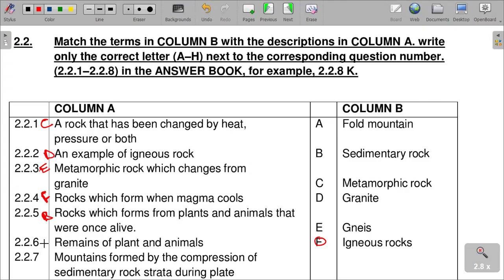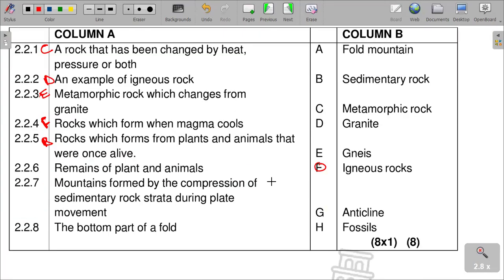Number 6, remains of plants and animals. It is what? The remains of plants and animals. It is the fossils, which is H. Number 7, mountains formed by compression of sedimentary rock strata during plate movement. It is what? Fold mountains. Fold mountains are formed as a compression of sedimentary rock strata during plate movements.